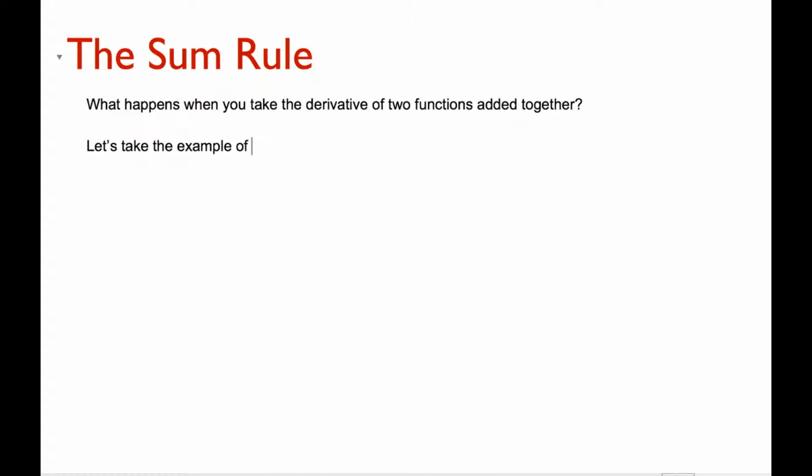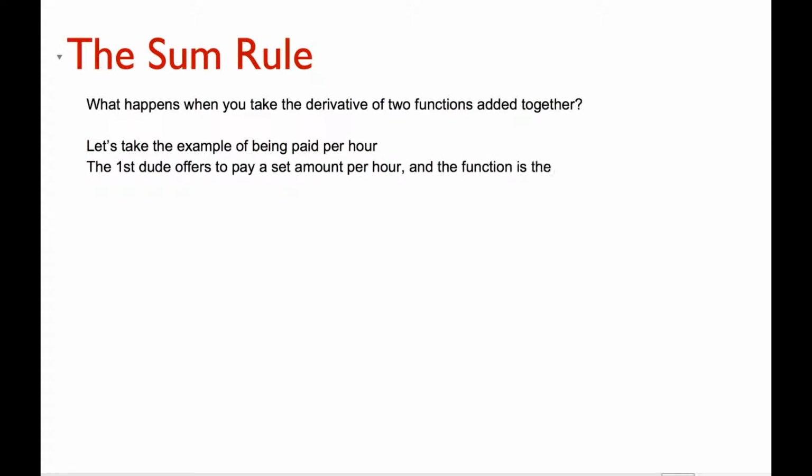So that little scenario there has to do with a different rule of derivatives. It's called the sum rule, and it describes what happens when you take the derivative of two functions and add them together. So let's take the example of you getting paid per hour to annoy somebody, and the first dude offers to pay a set amount per hour, so the function is going to look pretty linear. So let's say we get paid $10 or something. Let's graph that and see what happens.